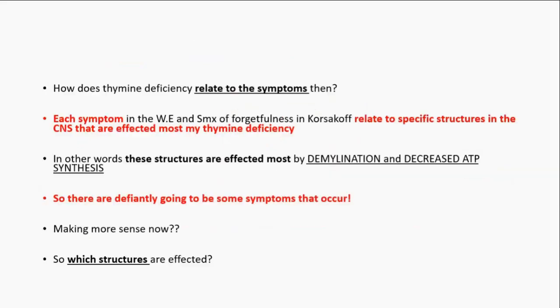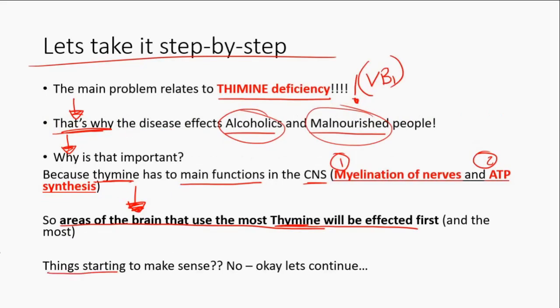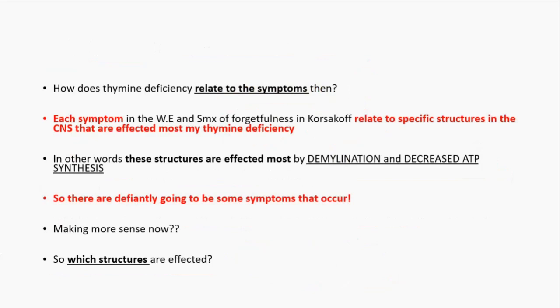So hopefully things are starting to make a little bit more sense. But if they're not, let's move on. Okay, so how does thiamine deficiency relate to the symptoms? Well, each symptom of the Wernicke's encephalopathy that we talked about, so the visual problems or the movement problems, or the symptoms of memory loss that we talked about that were associated with Korsakoff, these are all related to problems that occur in specific structures of the brain.